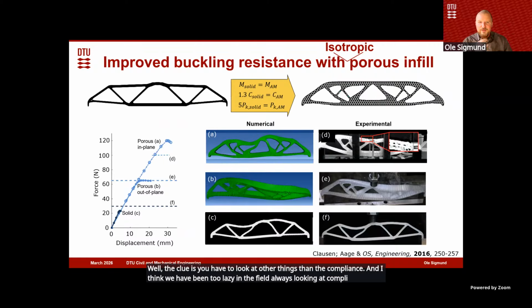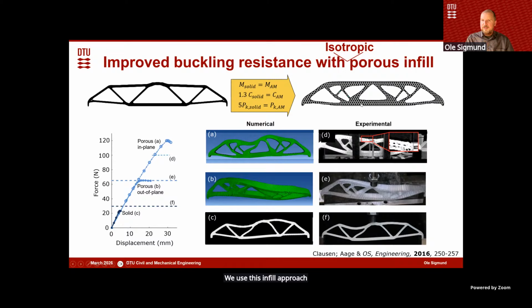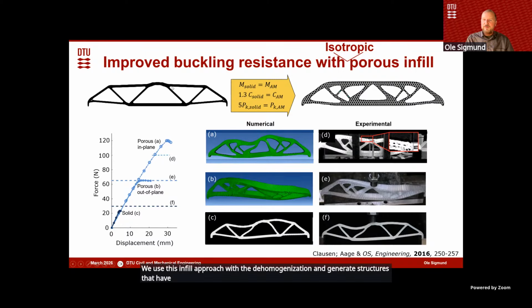We should really look at other cases. One case we looked at was in the Chinese journal Engineering. We asked, what if we use this infill approach with the de-homogenisation and generate structures that have the same volume as the SIMP approach, but with this infill.